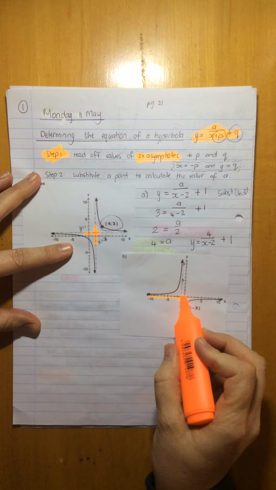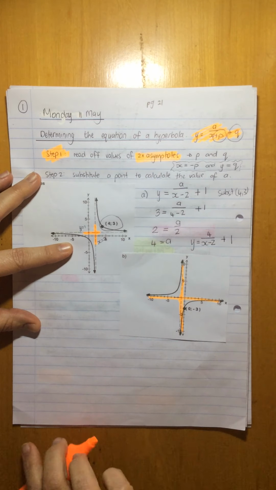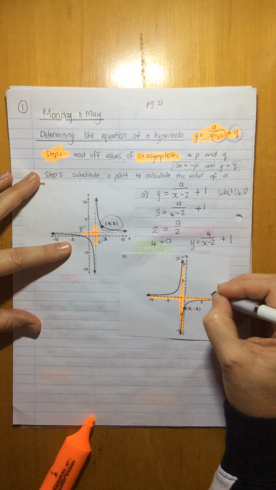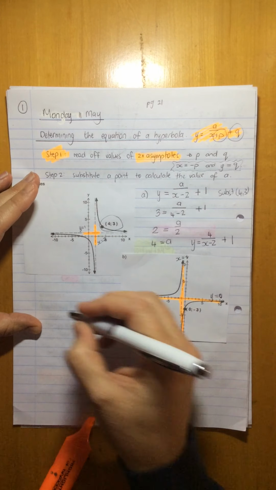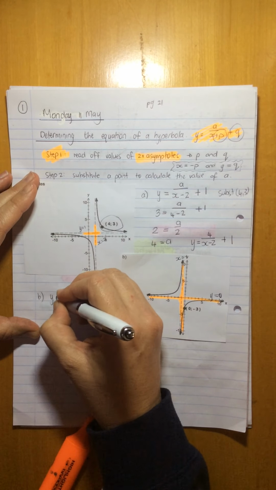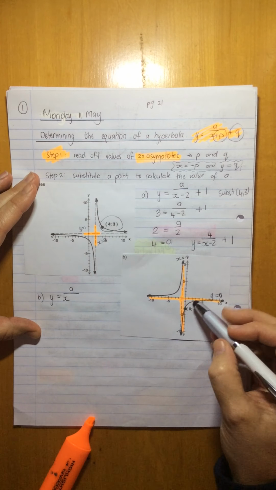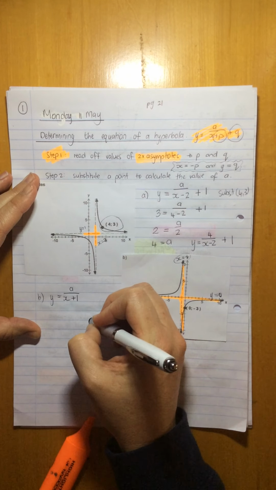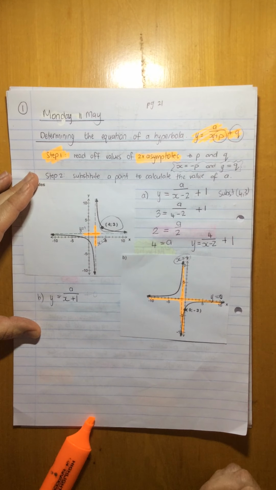B, this is also a hyperbola. I see there's my one asymptote, there's my next asymptote. So all I know is x equal to minus 1 and y equals to 0 is my asymptotes. So when I write my equation for a hyperbola, instead of writing minus 1, I'm going to write plus 1, and then I don't need to write the plus 0. It's not going to make a difference.